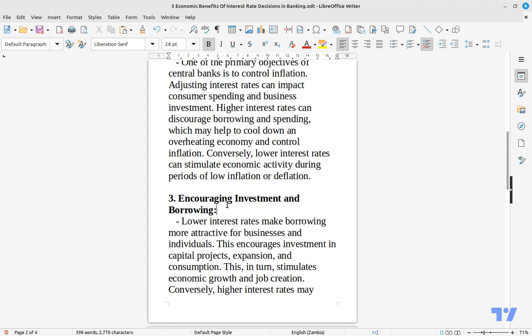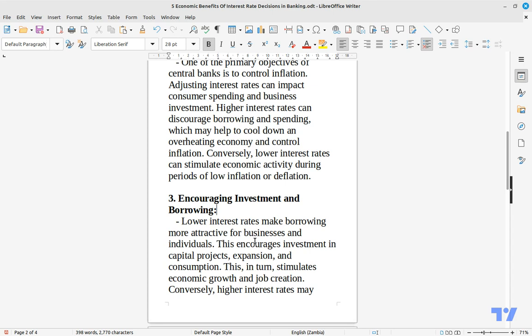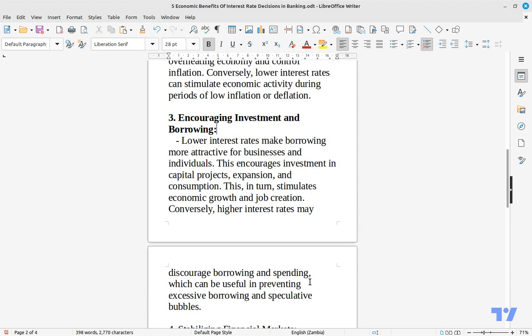Remember, number three, the main point of interest rates is to encourage investing and borrowing. So, lower interest rates make borrowing more attractive for businesses. So, remember this chart here, right? Because this also represents businesses who are borrowing from the central bank. So basically, it makes borrowing more attractive for businesses and individuals. Now, this encourages investment in capital projects, expansion, and consumption, because this in turn stimulates economic growth and job creation. Conversely, higher interest rates may discourage borrowing and spending, which can be useful in preventing excessive borrowing and speculative bubbles.